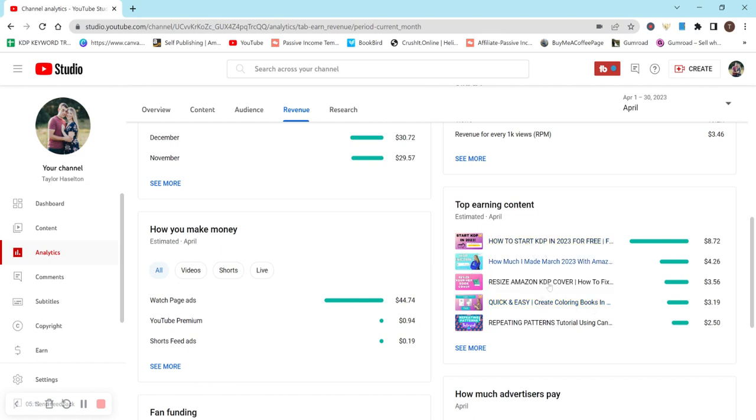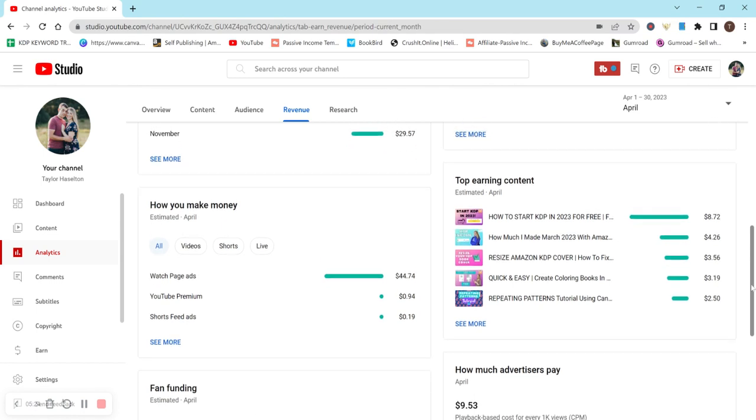So I'm pretty surprised that these three are up here. I also have seen the resize Amazon KDP cover a little bit, but I'm just a little bit shocked that this is kind of my top earning content for the month, but obviously I'm happy about that. How I earn money over here is just mostly by watch page ads.